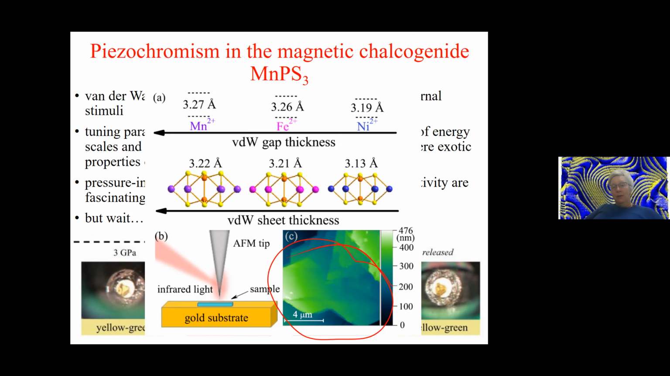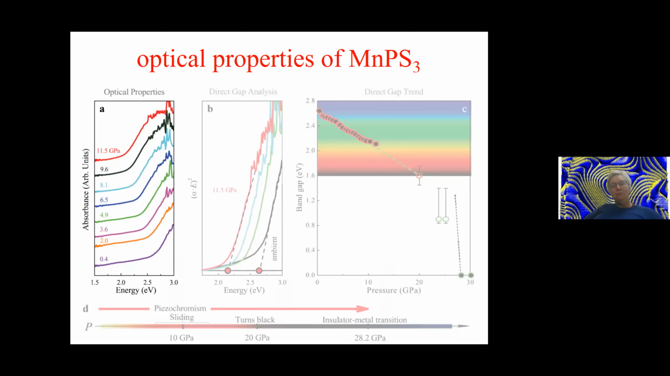So we were doing pressure and near field at the same time and hoping that they would be complementary. All right, so very quickly, here's what we found. The optical properties of manganese PS3 are pretty straightforward. This is absorption versus energy. And what you can see right here is the charge gap, okay? So it's basically a charge transfer. And what happens under pressure is it just moves to lower and lower energy.